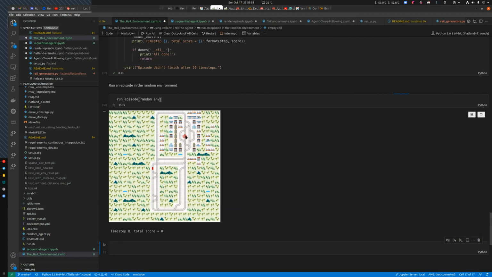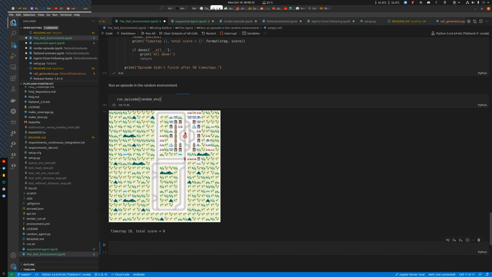If it reaches here, then our environment is considered stopped, and it should reach here in under 50 time steps. So if it continues to move in a straight line after it has taken this turn, it should reach here.